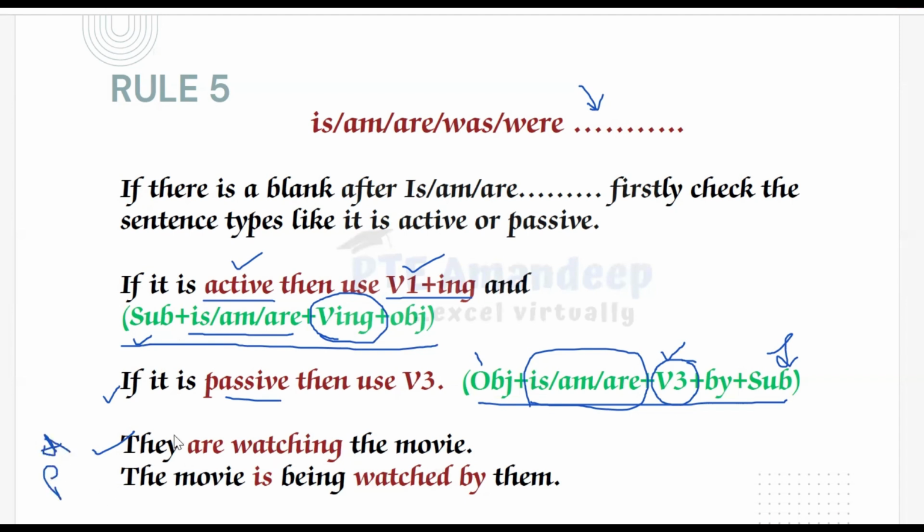So, they are watching the movie. They, the subject, comes first. Object, movie, is at the last. And here "are" is written. So what will come? Verb ing form. The movie, the object, comes first. They, the subject, goes at the last. "Is" here. What will come? Verb third form. So it gets separated according to the tense. If it is active or passive, the rule gets changed accordingly.